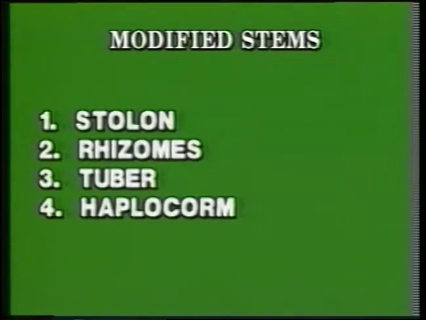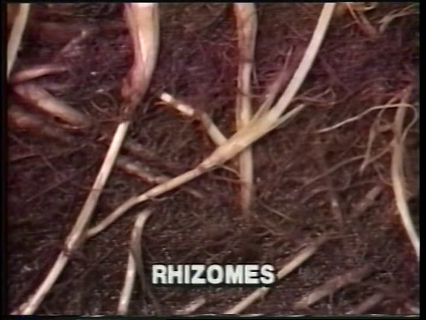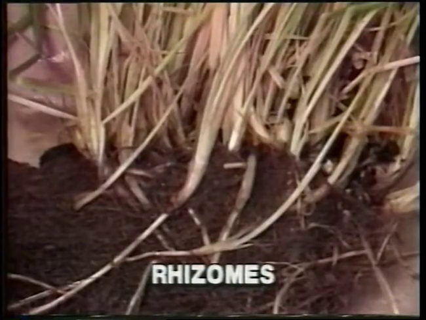Four kinds of modified stems are illustrated in your text. A stolon is a horizontal stem that grows above the soil surface. New shoots can form from each node, and each of these shoots can produce a new plant. Rhizomes are horizontal stems that grow below the soil surface. New shoots or plants can also form from the nodes on the rhizomes.